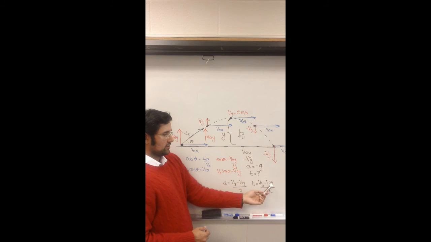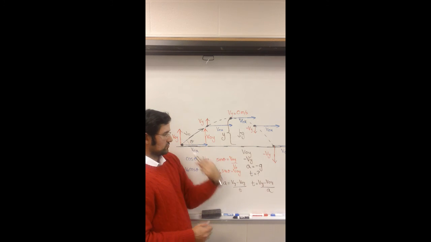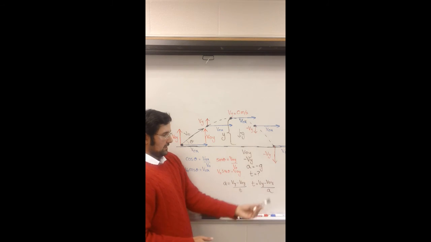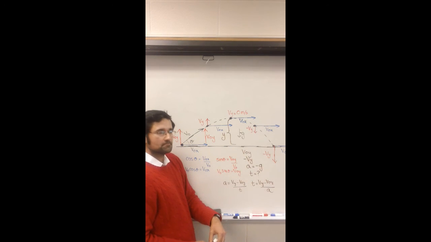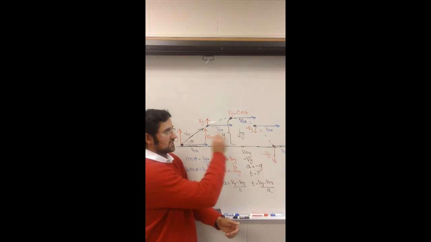Put that in here. Your initial y velocity is this value that you've already determined using sine. And your acceleration, you're going to put down negative 9.8 or negative 10. Do the math, and you've got your time for the entire trip. That's how you can find the time for the entire trip.